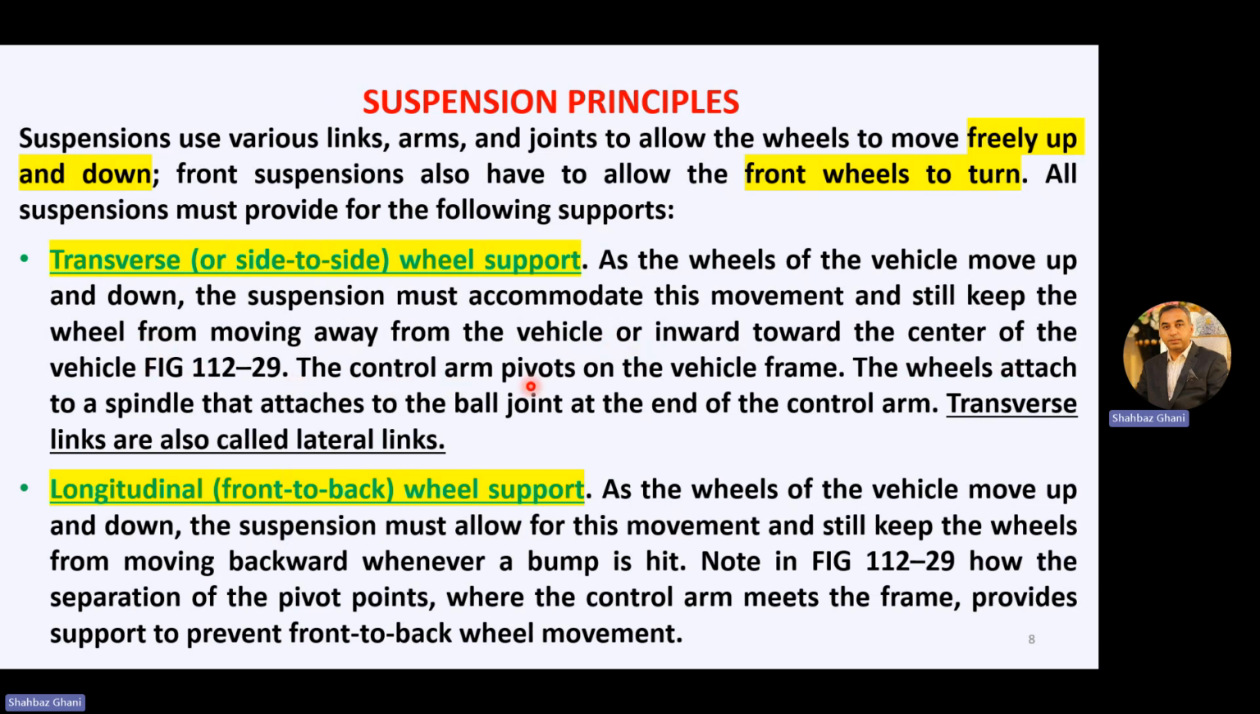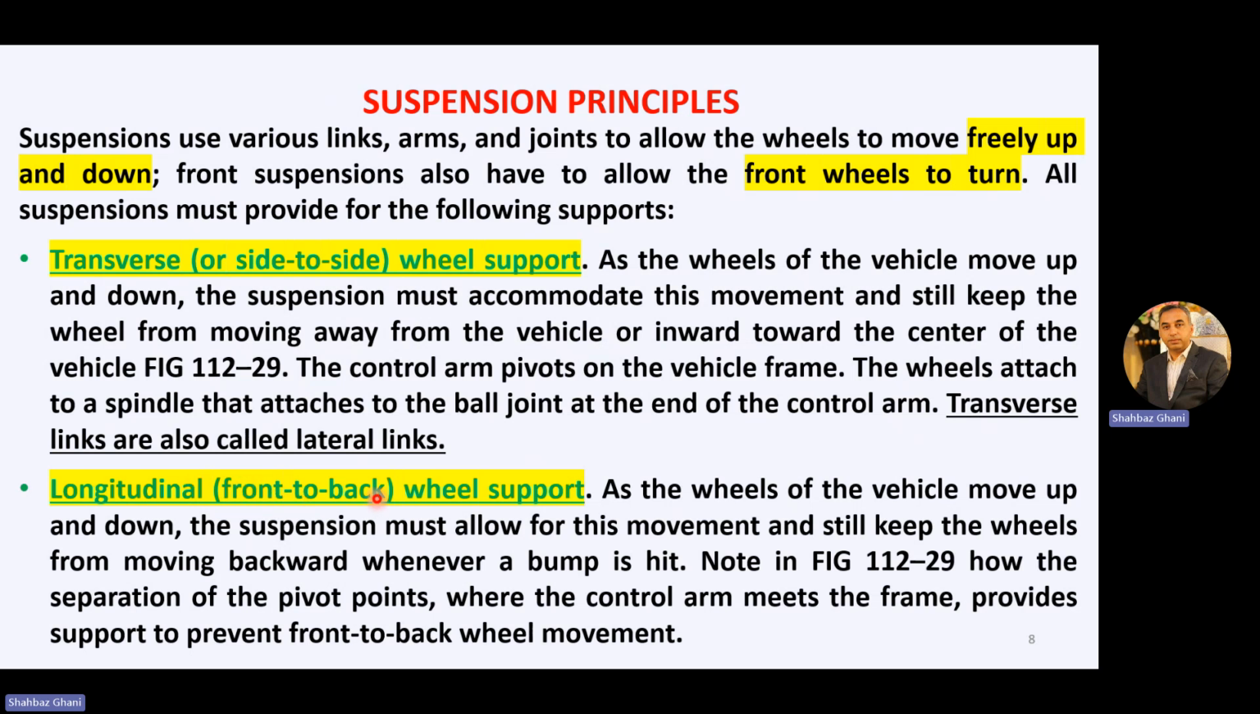The control arm pivots on the vehicle frame. The wheel is attached to the spindle that attaches to the ball joint at the end of the control arm. Transverse links are also called lateral links. We will see this figure. First, let me read out the second support.